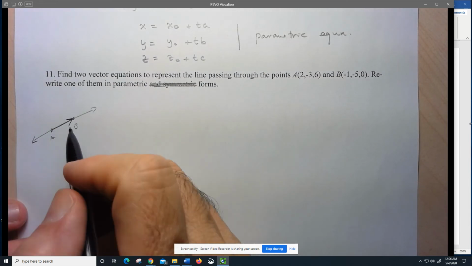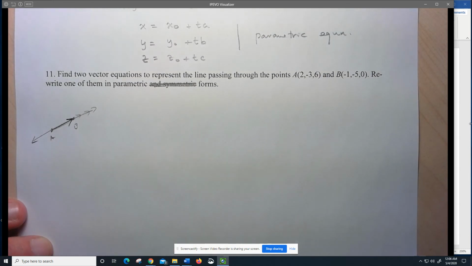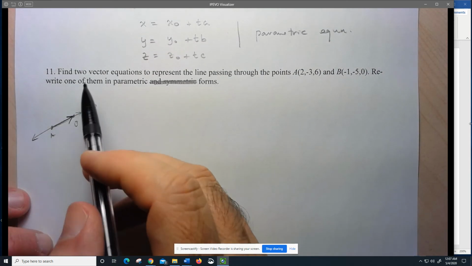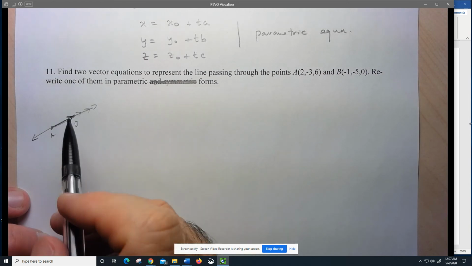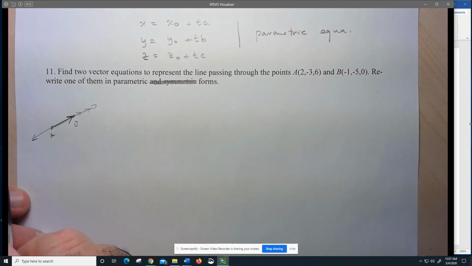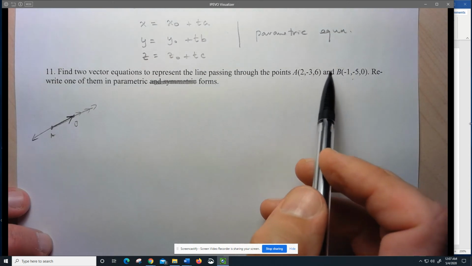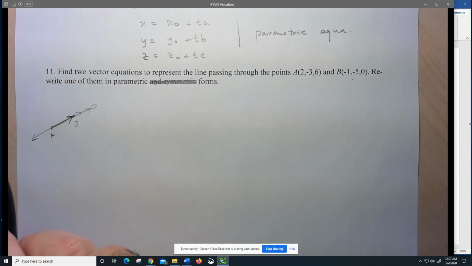But when you think about it, any scalar multiple of AB or BA would also be parallel to the line. So this is where you start to see that there's lots of different equations you could write for a line in 3D, depending on what you choose as your direction vector and depending on what you choose as your known point. But in the end, they all represent the same line.